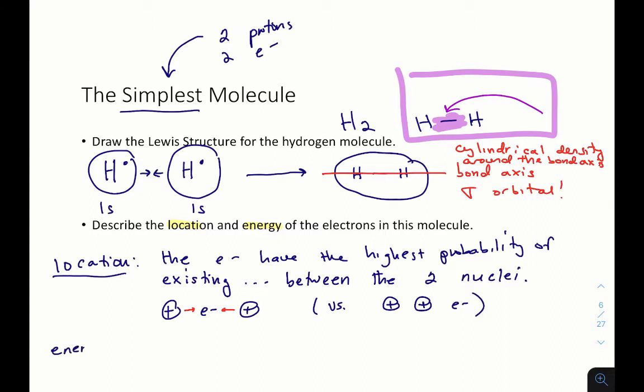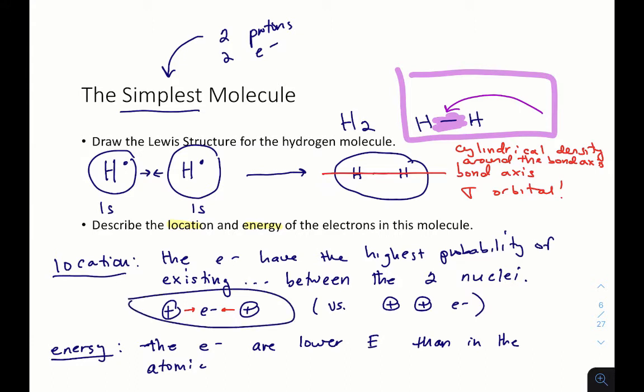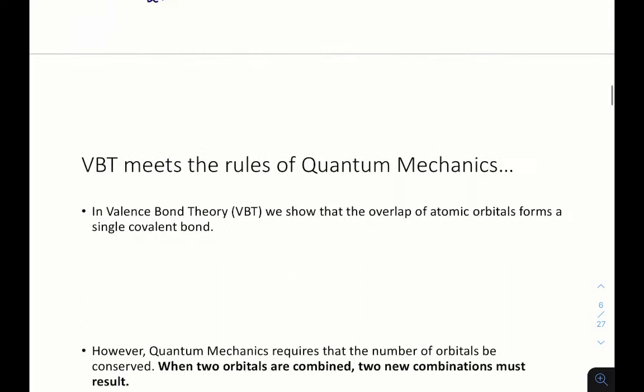Excellent. What can we say about the energy of electrons in that sigma orbital? Well, the electrons will be lower energy than in the atomic orbital. Right? They're between two nuclei now rather than one. So that energy of attraction is going to go down, and they're lower energy. Yes, they're in a very happy place between two nuclei. Well, we've got this all figured out, right? We're done. No, we are not done.